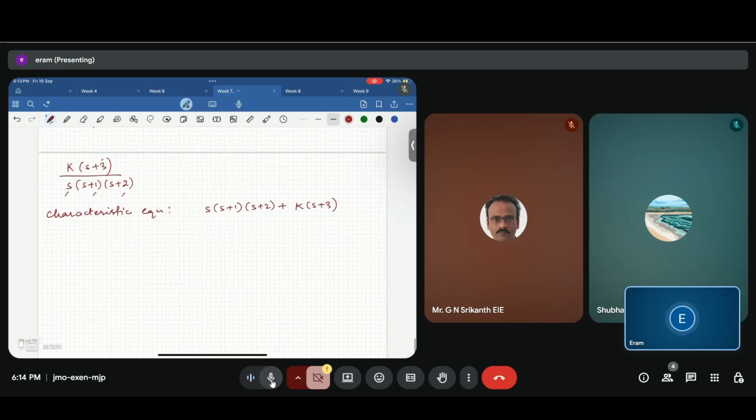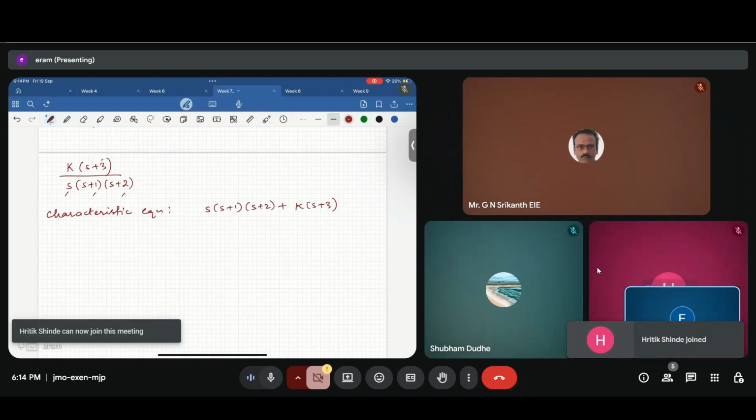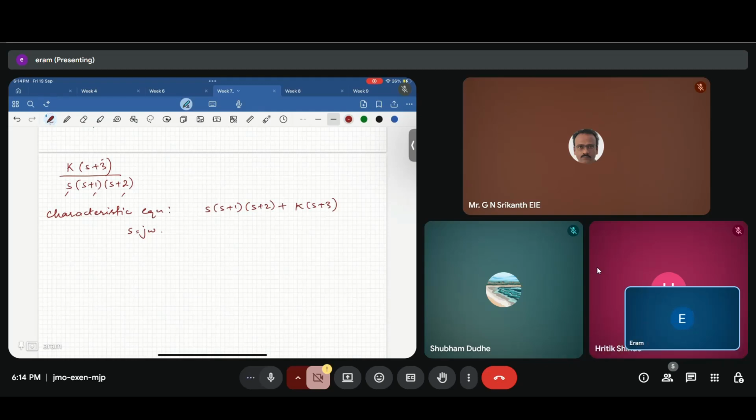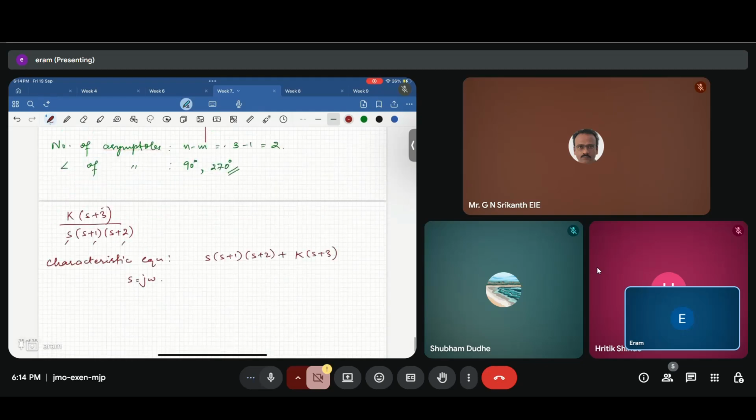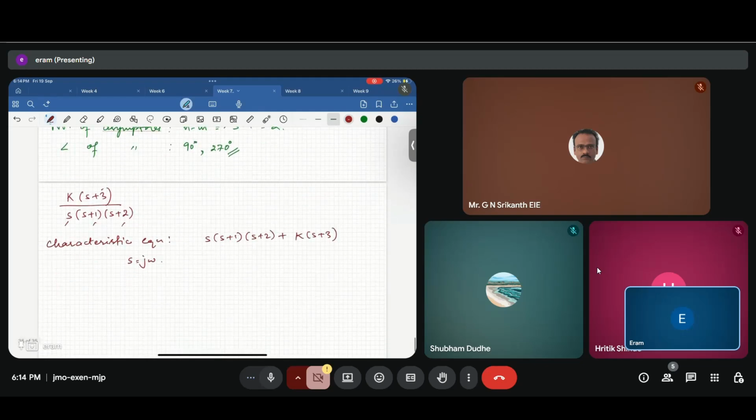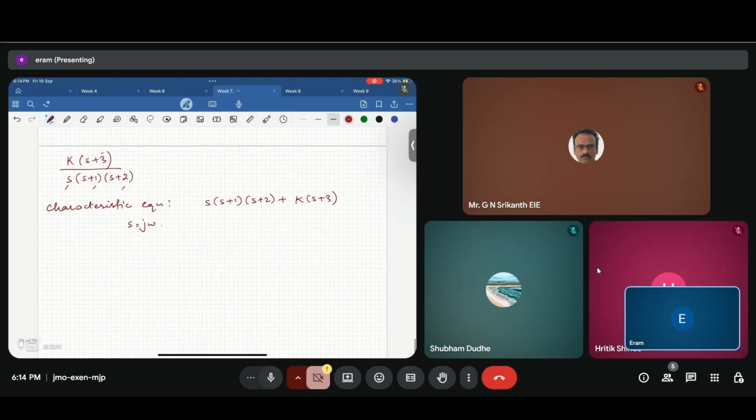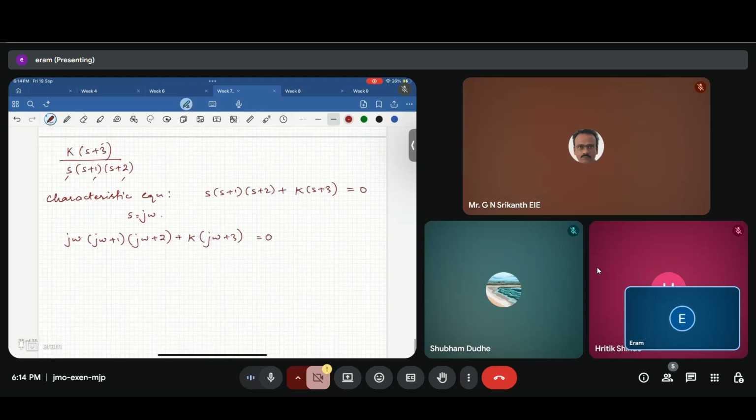And to identify the point at which it intersects the imaginary axis, that means the real part is 0. So what we have to do, we have to put s equals to j omega here. Okay, so if I put j omega, it will be j omega plus 1, j omega plus 2 plus k into j omega plus 3, and this equals to 0 because it is the characteristic equation.